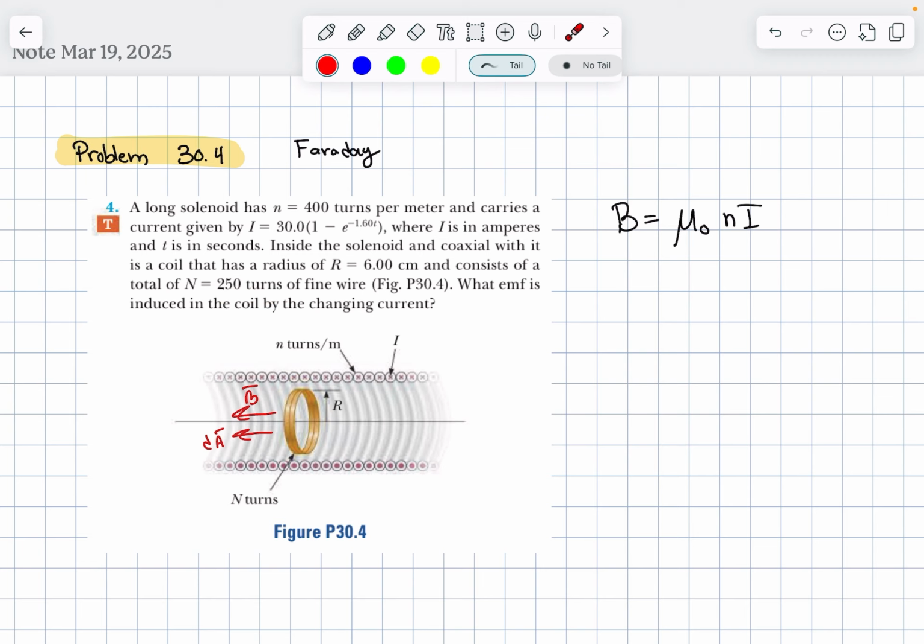So let's just think about this for a second. We're told that the current is coming out of the page here and going into the page there. So we use our second right hand rule and we see that this is going to give us a magnetic field that we know to be uniform along this axis in this direction. We know that for a solenoid, B is equal to mu naught n times I. We've done this before in other problems.